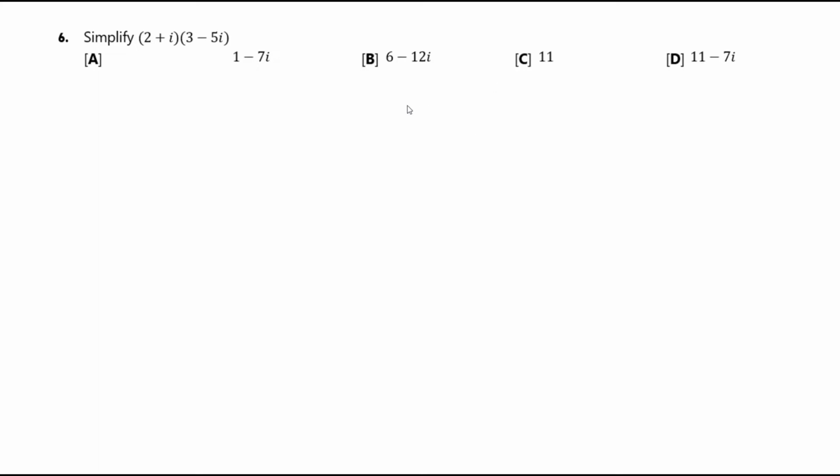Okay guys, so real quick, I wanted to make a correction. When we did the first, outer, inner, last, we got the first is 2 times 3. Outer is negative 2 times 5i. Inner is i times 3. And the last is i times negative 5i. So I believe I had a negative sign here. It should have been positive. So we have i times negative 5i.